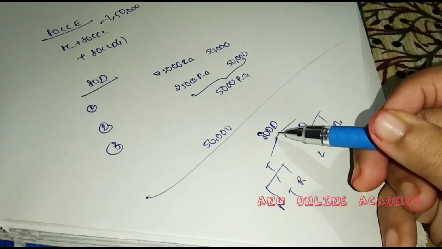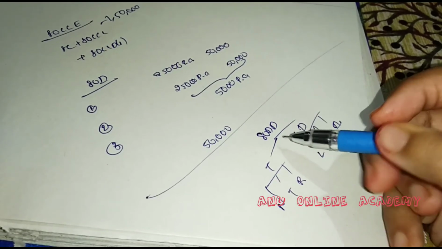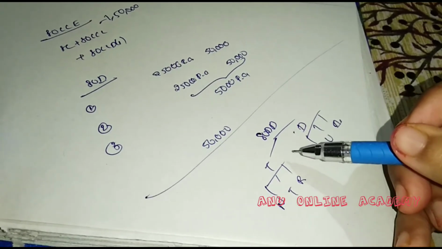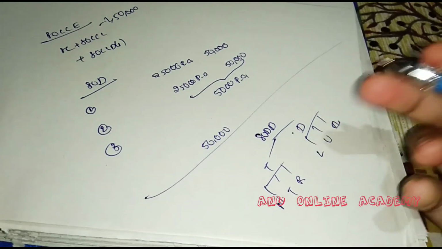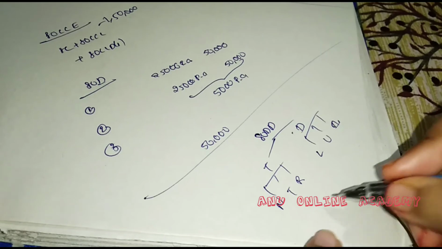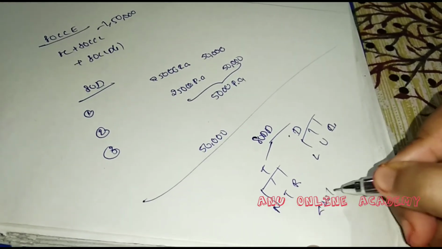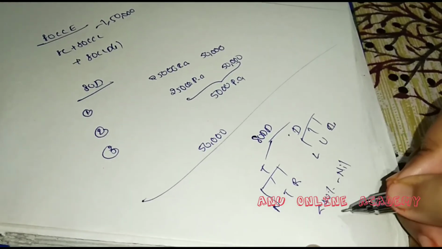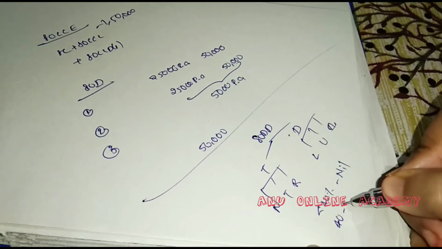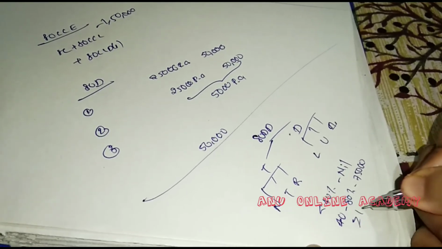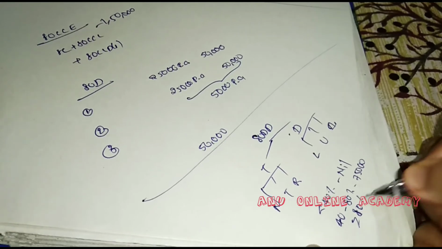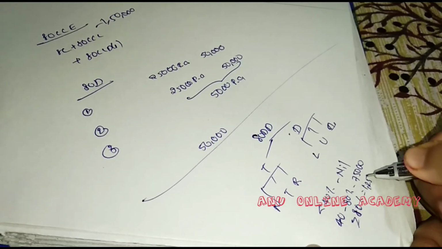80DD means expenditure on a dependent handicapped relative. Relative includes spouse, brother, sister, children, parents. Disability less than 40 percent: this is nil. 40 percent to 80 percent: 75,000 deduction. Greater than or equal to 80 percent: 1,25,000.